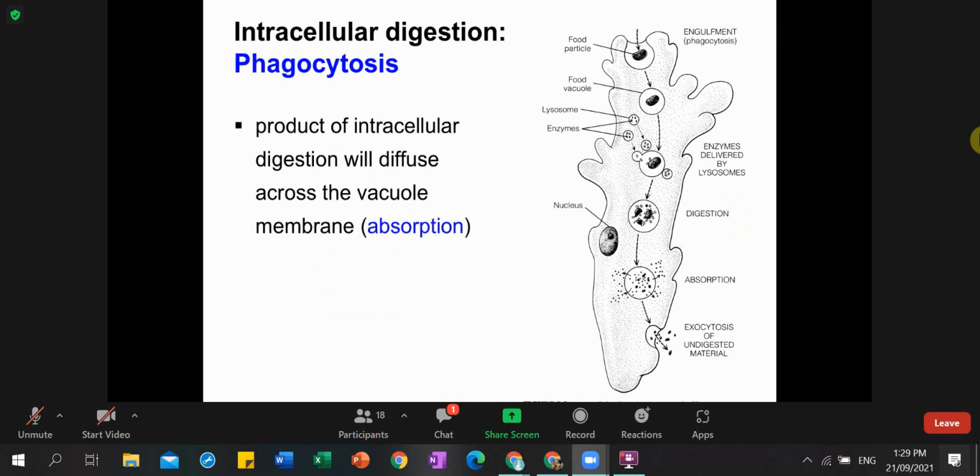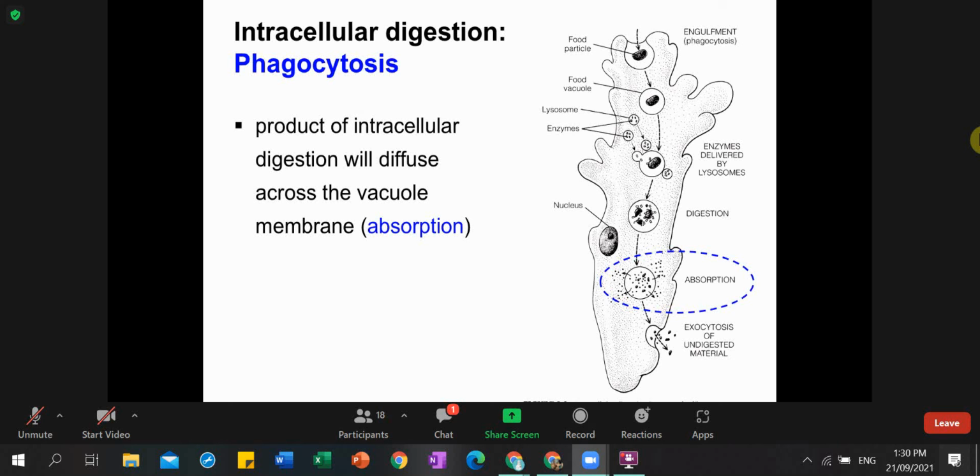And then the next step would be, of course, when the food molecules become smaller molecules, we see that the concentration of small molecules is very high in the food vacuole. And automatically, these small molecules will diffuse through the membrane of the food vacuole into the cytoplasm. And that process we call absorption, because the concentration of molecules in the food vacuole is very high compared to the cytoplasm. Easy, right?